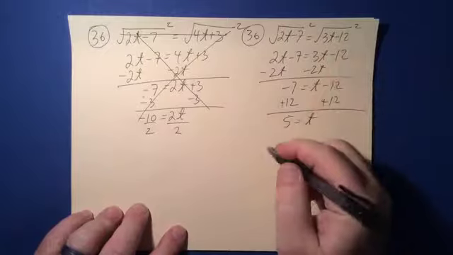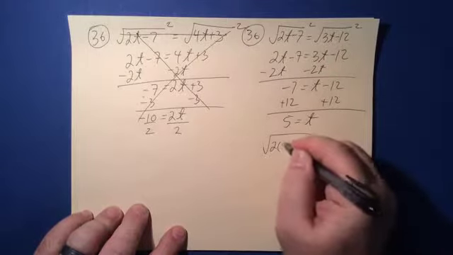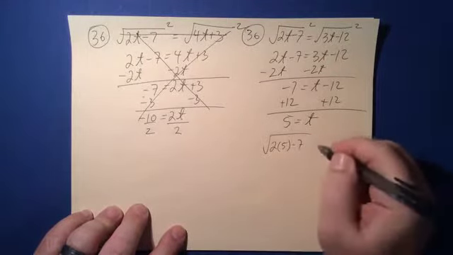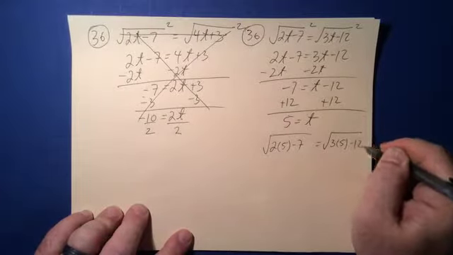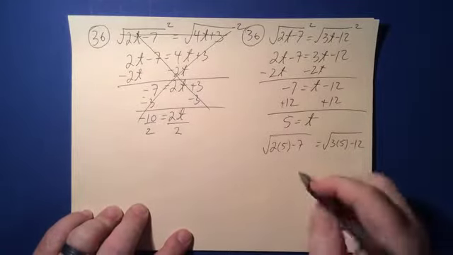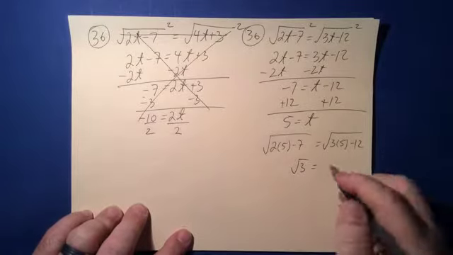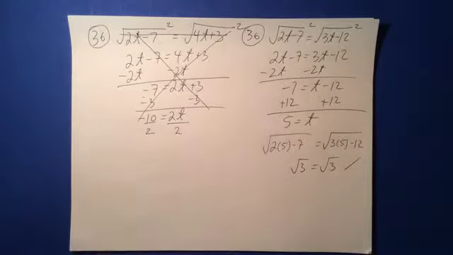I'm going to substitute it into the original equation, so I get the square root of 2 times 5 minus 7 equals the square root of 3 times 5 minus 12. If you do your math correctly, you'll notice you get radical 3 is equal to radical 3. That's fine. You can leave the radical and still have both sides be equal. So that solution does, in fact, check out.